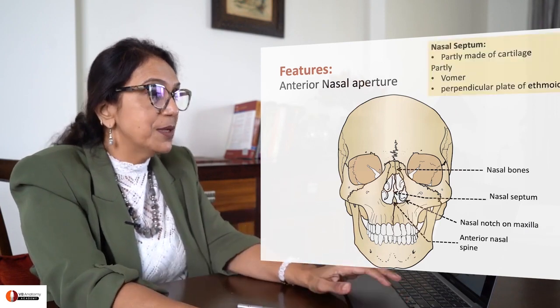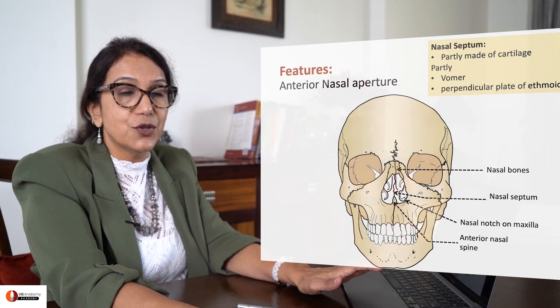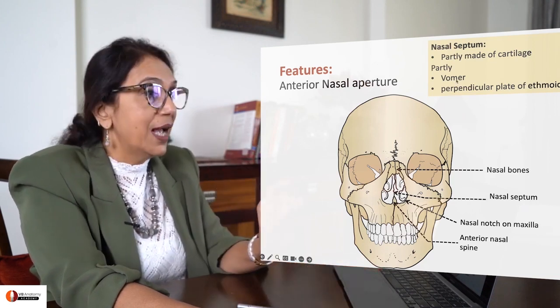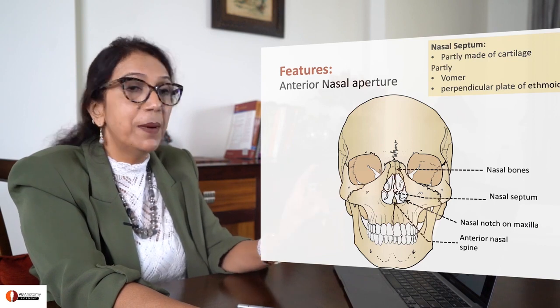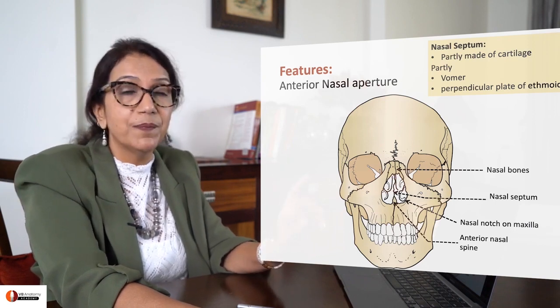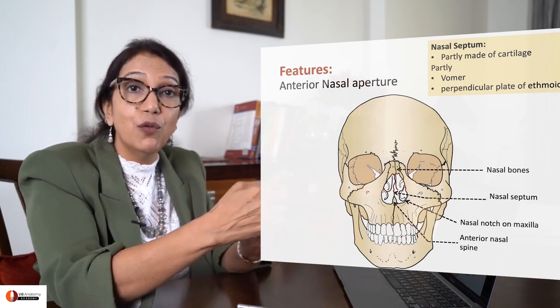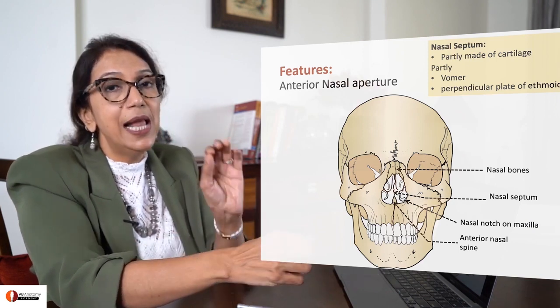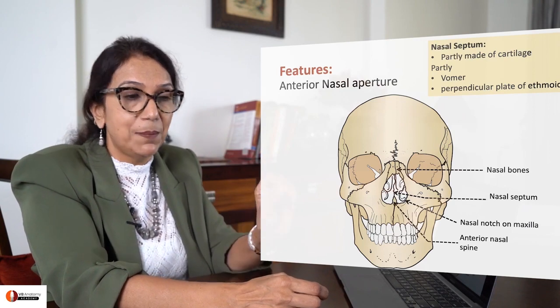This nasal septum is formed partly by cartilage, but partly it is formed by a bone called vomer and by another bone called perpendicular plate of ethmoid. Please say it once. Vomer and perpendicular plate of ethmoid bone helps to form the nasal septum.